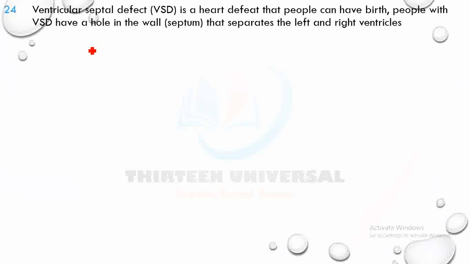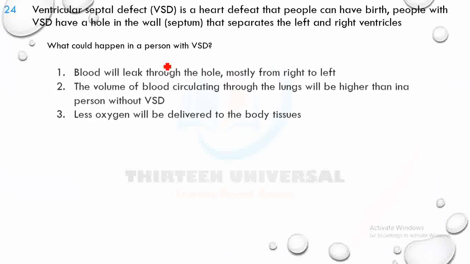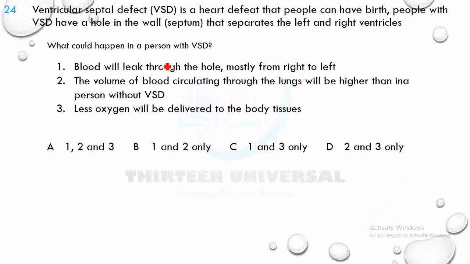Ventricular septal defect (VSD) is a heart defect that people can be born with. People with VSD have a hole in the septum that separates the left and right ventricles. Wow. Now, what could happen in a person with VSD? Let's see what you got, guys. What could happen if somebody has it?